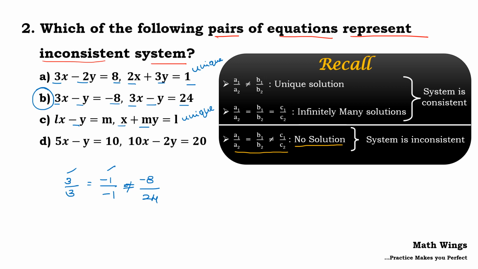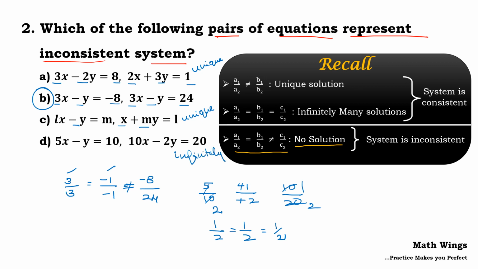Here we have 5 by 10, then -1 by -2, also 10 by 20. So this gives us 1 by 2. Then in the second ratio, minus and minus get cancelled, that is also equal to half, and we have 10 ones are 10, 10 twos are 20, which is half. So here all the ratios are equal, therefore the last option will have infinitely many solutions.